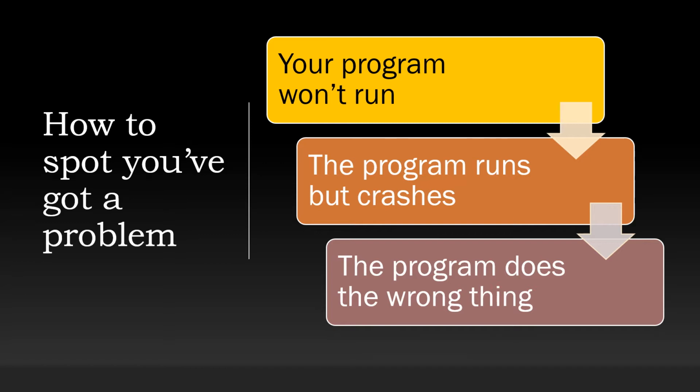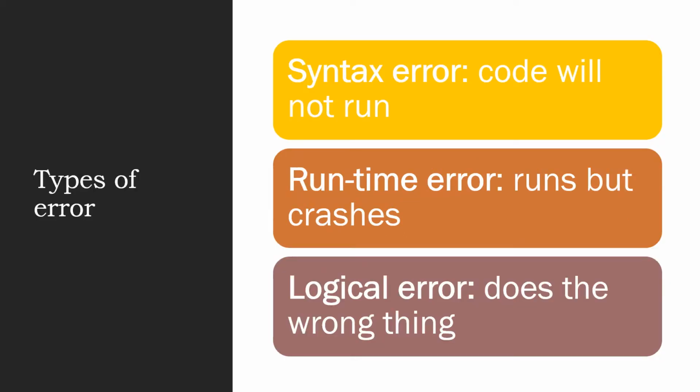However, problems will still sneak in, and it's generally fairly easy to spot that you've got a problem. For one thing, perhaps your program just won't run at all. Or it will run, and when you enter inputs, the program will crash. Or your program will run, it doesn't crash, but the outputs that you get are wrong, so you don't get the results that you're looking for. These three circumstances are three different types of error.